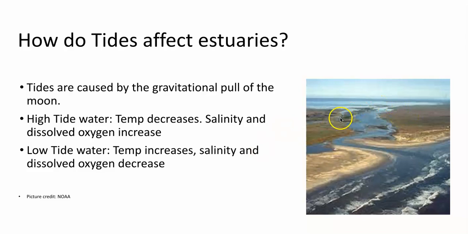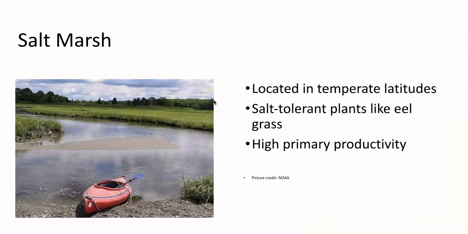And so you can see here's our estuary, and here's the ocean. So at low tide, the water goes out back to the ocean, and so there's more river water, it's warmer water, less salinity, and less dissolved oxygen. And at high tide, the water flows back up here from the ocean into the estuary.